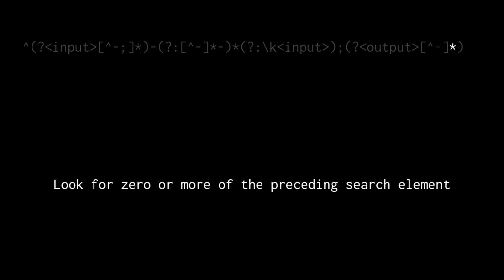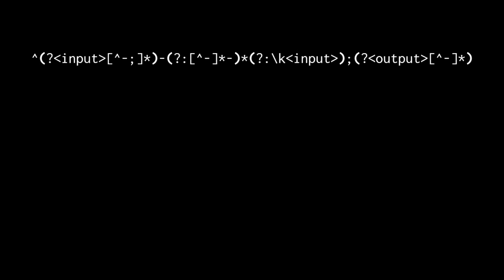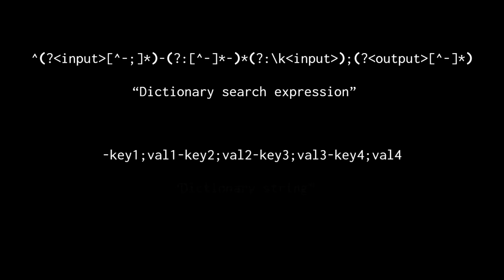All right, and this is as many things as we find that's not a hyphen until we hit a hyphen. Okay, this is the dictionary search expression. This is the dictionary string. Now, the dictionary string only functions with an input value. So if you put this into the input string, this is what happens.